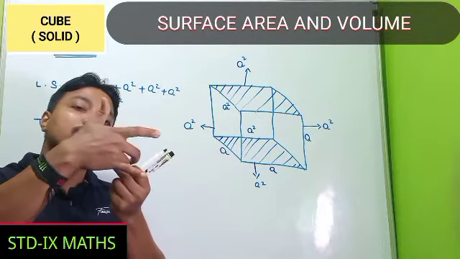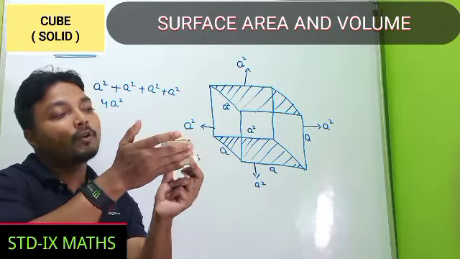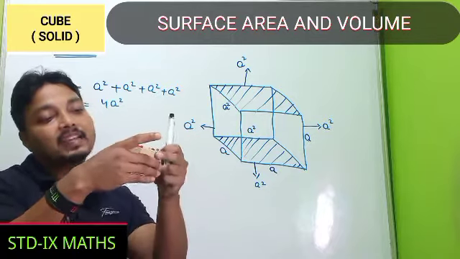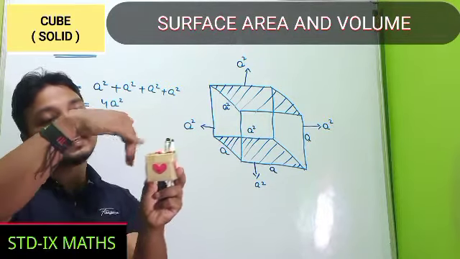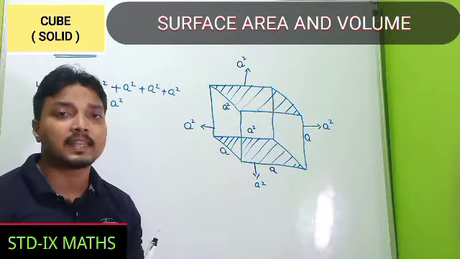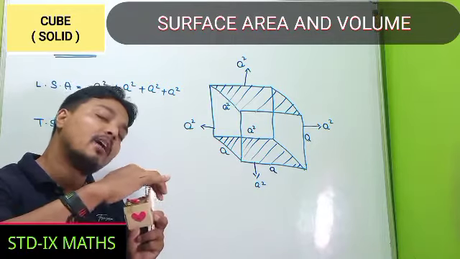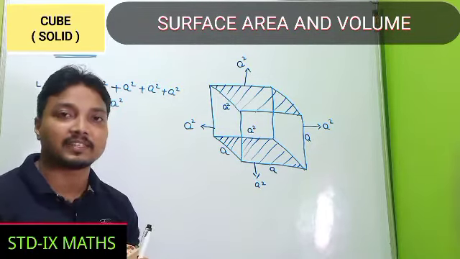This face is attached to the base. This face is attached to the base. It means these 4 faces are attached to the base, and these 4 faces are called our lateral faces. And the area of these lateral faces together we can call our lateral surface area.